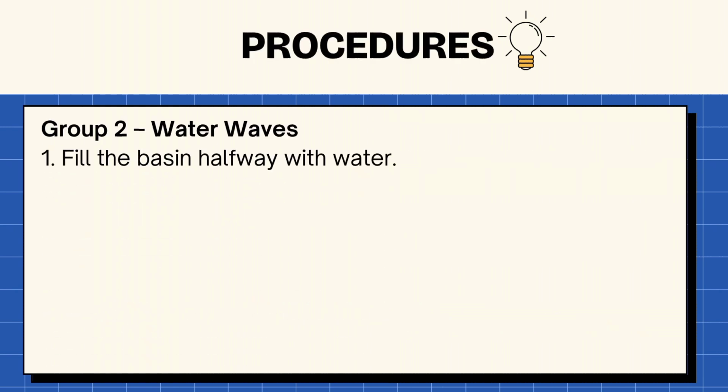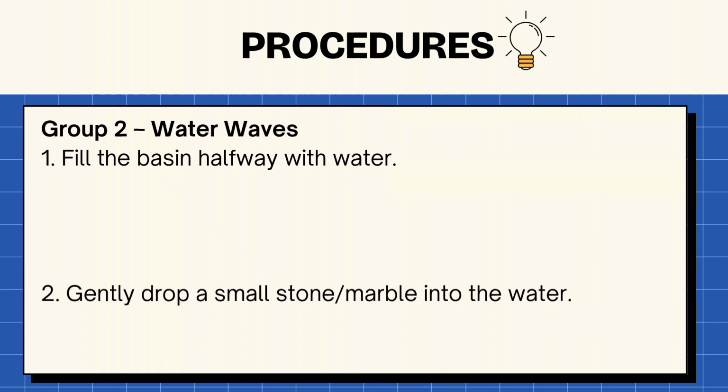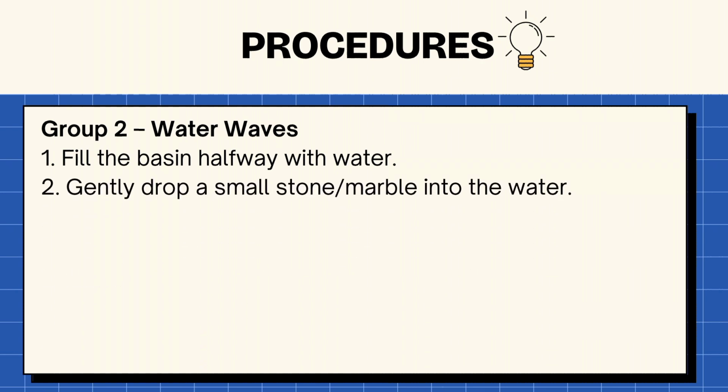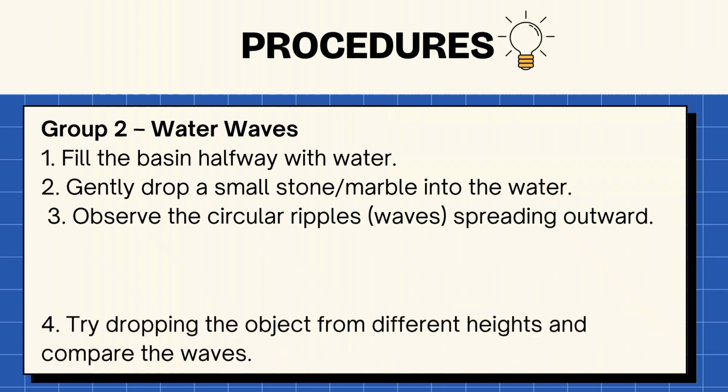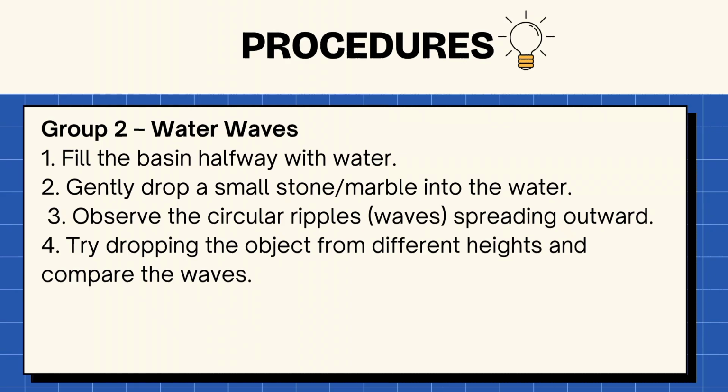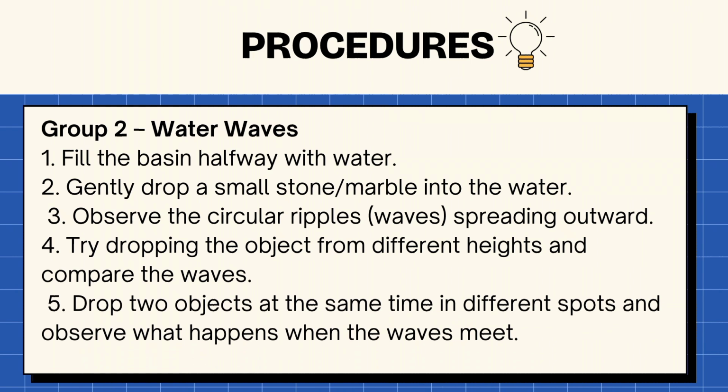For the second group, for the water waves, the first procedure is to fill the basin halfway with water. Gently drop a small stone or marble into the water. Observe the circular ripples or the waves spreading outward. Try dropping the object from different heights and compare the waves. And lastly, drop two objects at the same time in different spots and observe what happens when the waves meet.